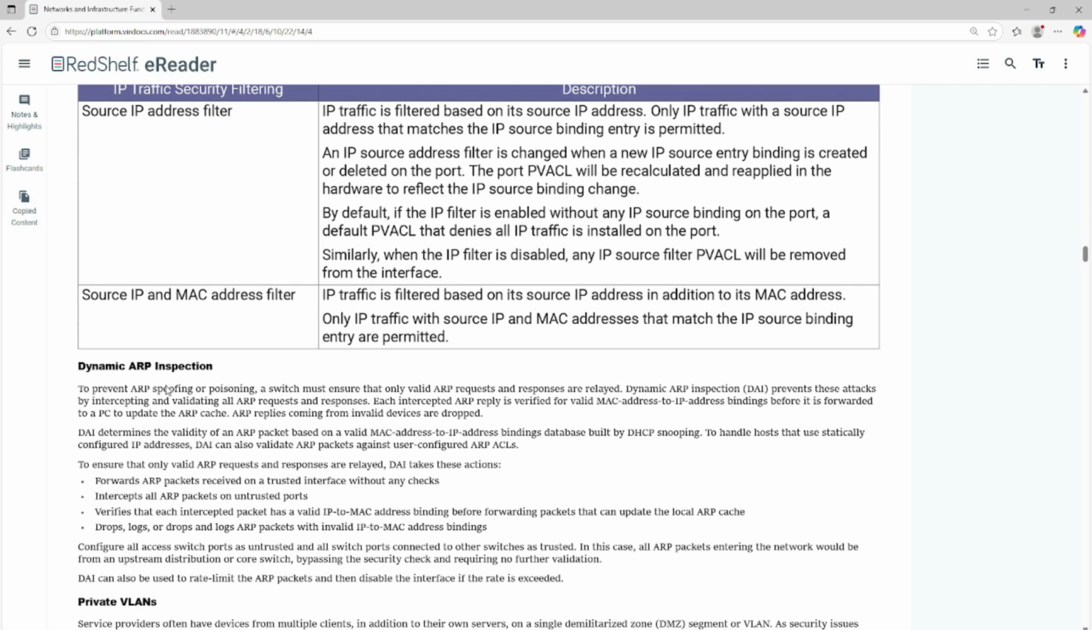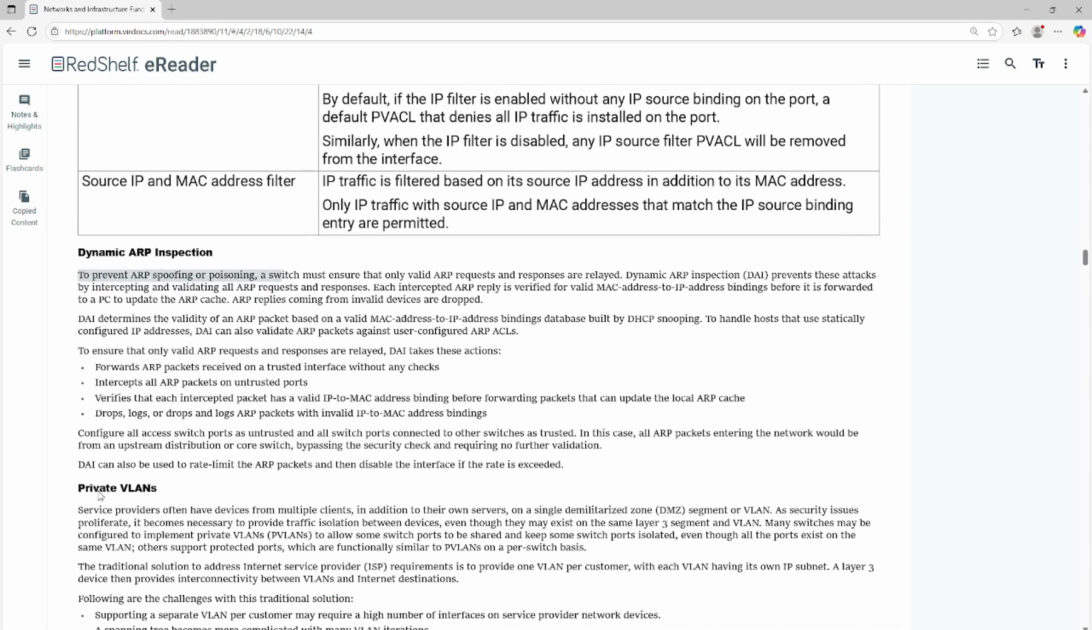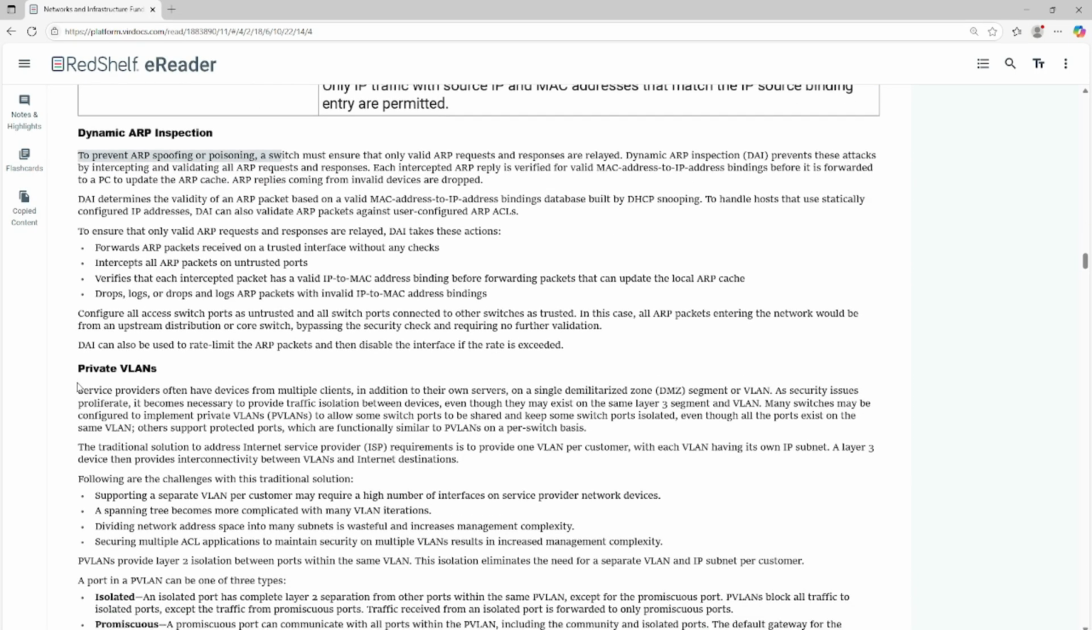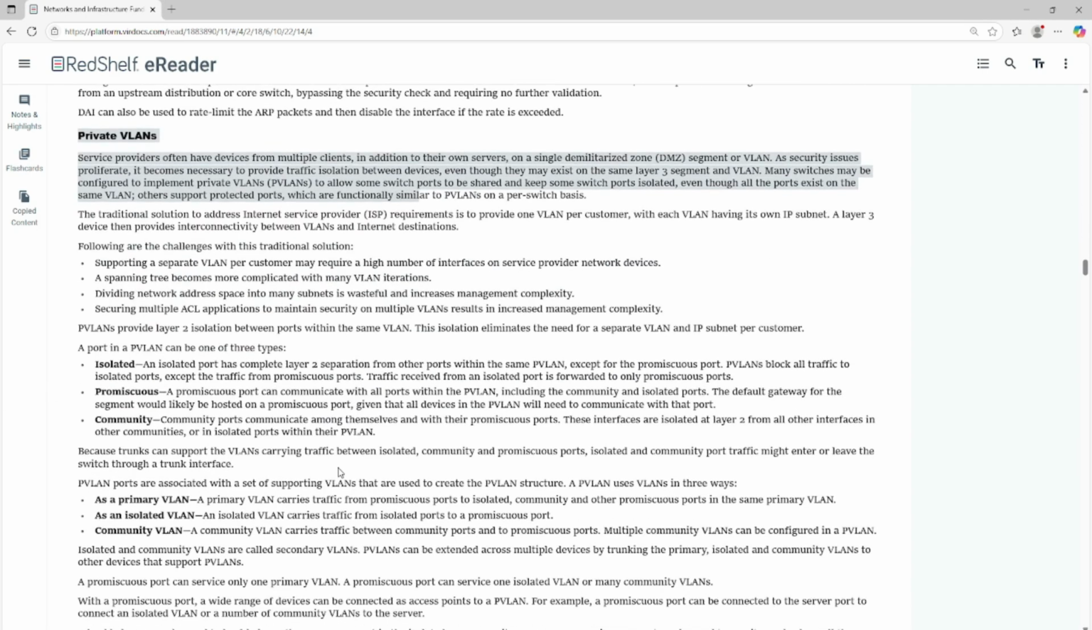Dynamic ARP inspection. Read it and be able to understand what it does, right? It prevents ARP spoofing and poisoning, and it helps when it comes to security. Private VLANs help when it comes to preventing security issues. Read that for a better understanding. Please do.